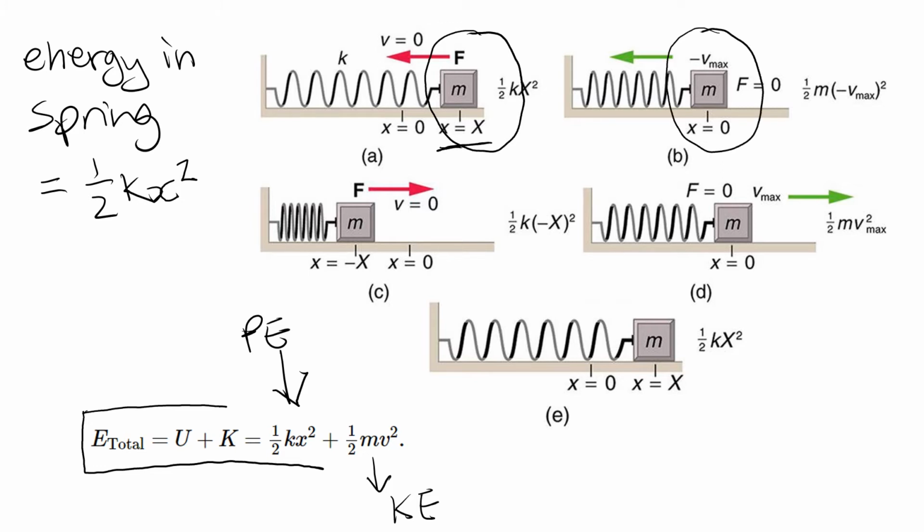Here is where there shouldn't be any speed because the displacement is now at minus x, where that's the amplitude. So the speed is 0, but the maximum energy is stored in the spring, which is this one right here. Here, again, when it passes through the equilibrium position, that's the maximum speed. So therefore it's half m maximum speed squared.